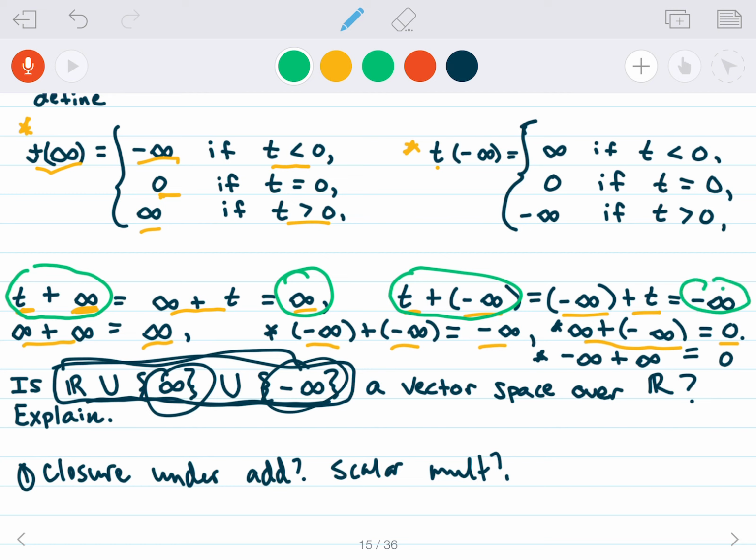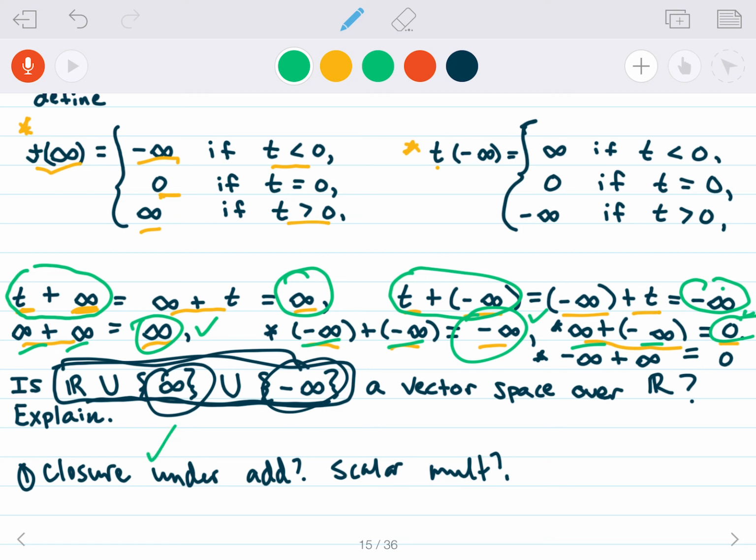Negative infinity, infinity, and all the real numbers are going to be in the set. So closure under addition is good, and we also have these guys show closure under addition as well. These two objects are still going to be in the set. These two objects added are still going to be in the set. And these two objects added are still going to be in the set. 0, of course, is a real number. So closure under addition is awesome.